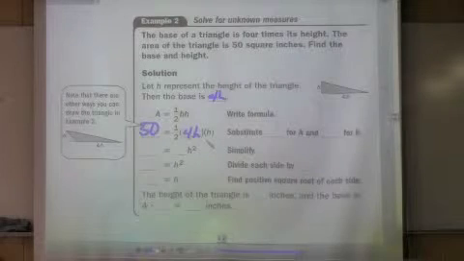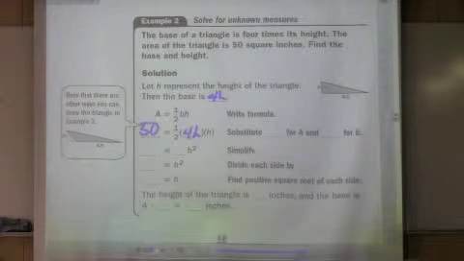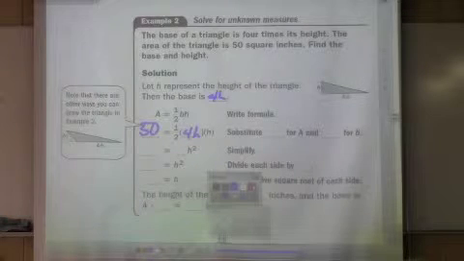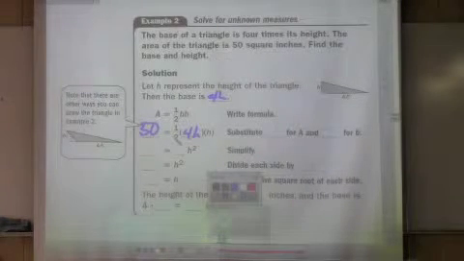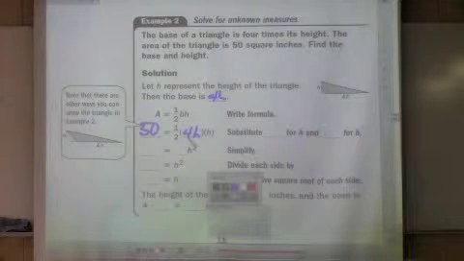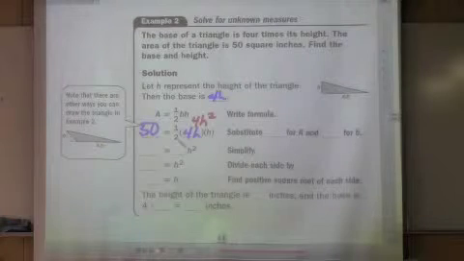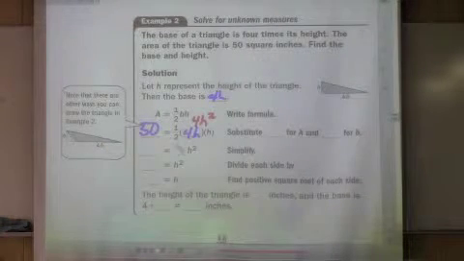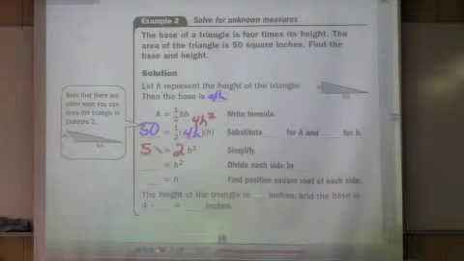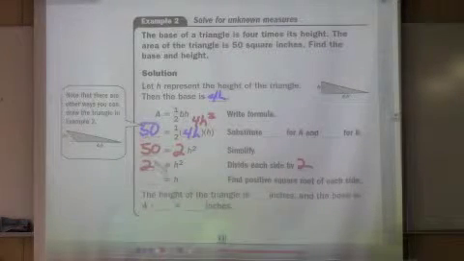How can we get rid of that 1/2 really quick? Well, if we simplify this, 4h times h is 4h squared. What happens when you take half of 4h squared? 2h squared. You have 2h squared equals 50. Now you could just divide by 2 and you've got h squared equals 25.